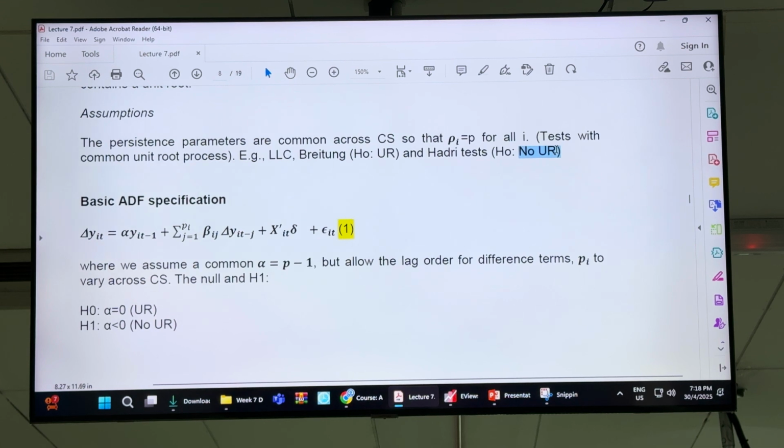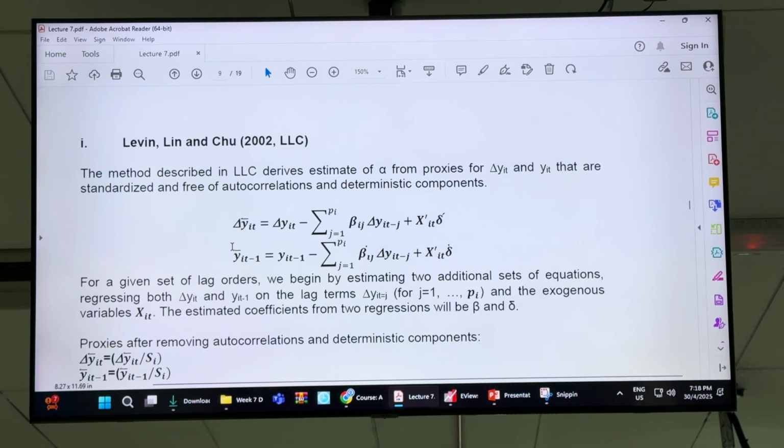So it's the other way around. Something like KPSS here, so the other way. So you have to be cautious. Hadri test has a different null hypothesis. Okay, so this is the LLC.